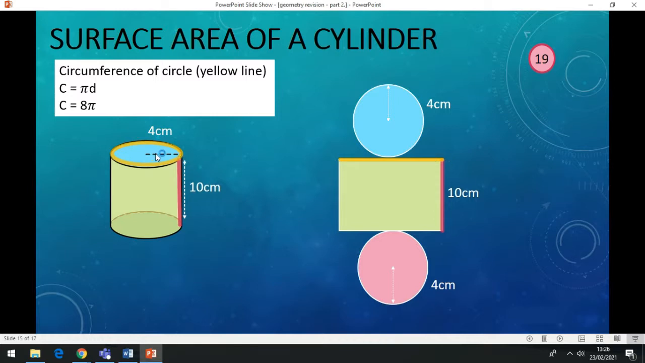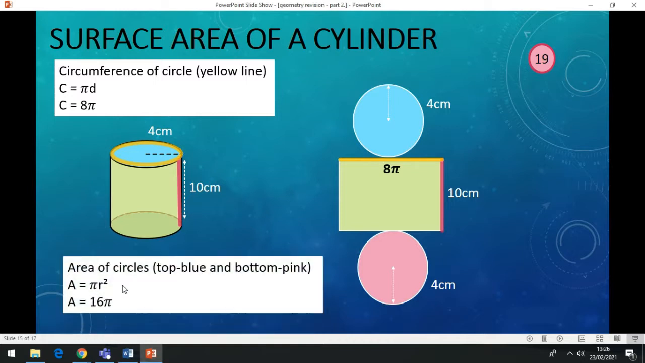So we do pi d. Radius is 4, so diameter is 8, so 8 times pi would be the circumference of our yellow circle. So I can put that onto my diagram here for helping me work it out. Then we've got the areas of the circles. The area of a circle is pi r squared, which would be 16, so 16 pi would be the top blue circle and the bottom pink circle. So I've got the areas of my 2 circles.